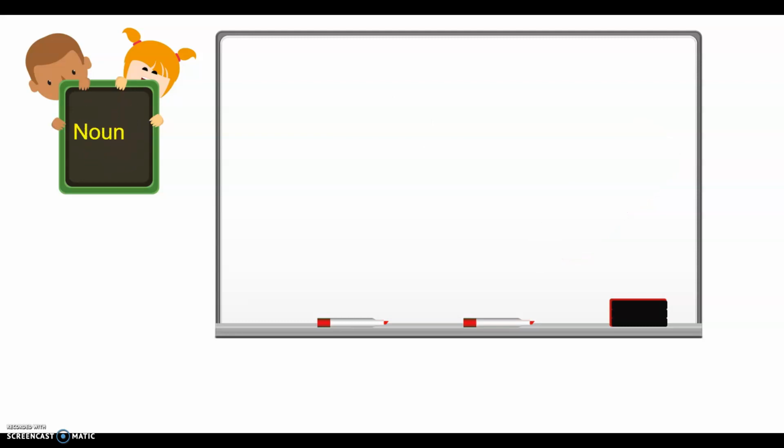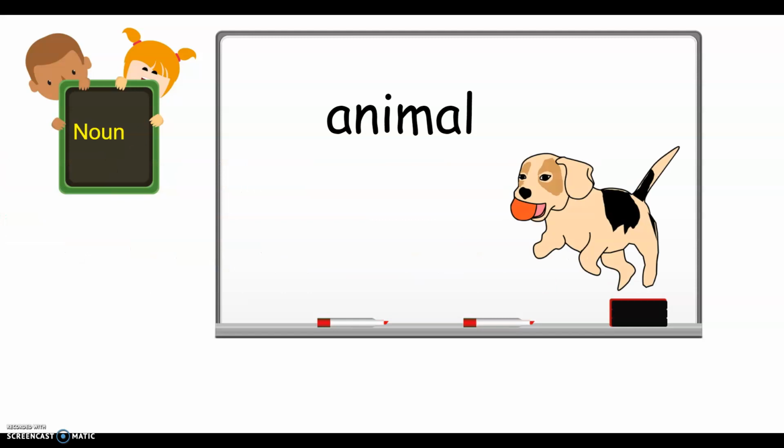The next one. Nouns are words that are used to name an animal, a dog, un perro. Animals. Nouns también son animales. ¿Qué otros animales sabes o conoces? In English, it could be a fish, a cat, octopus. Very good.